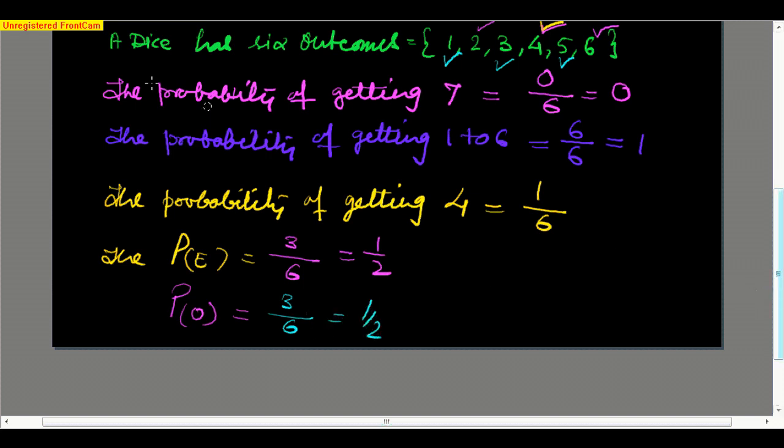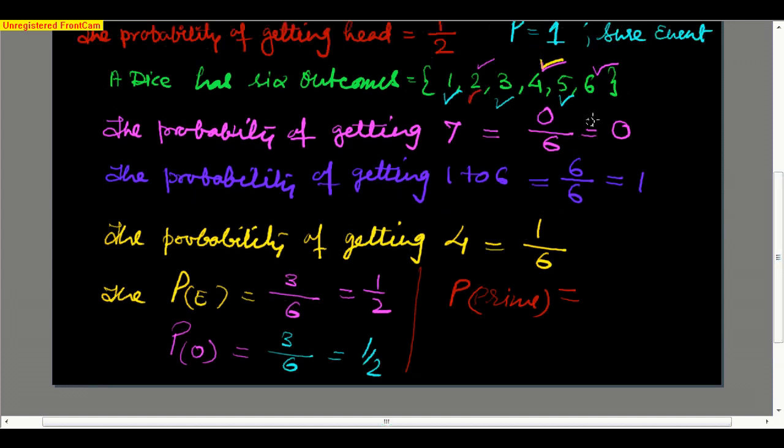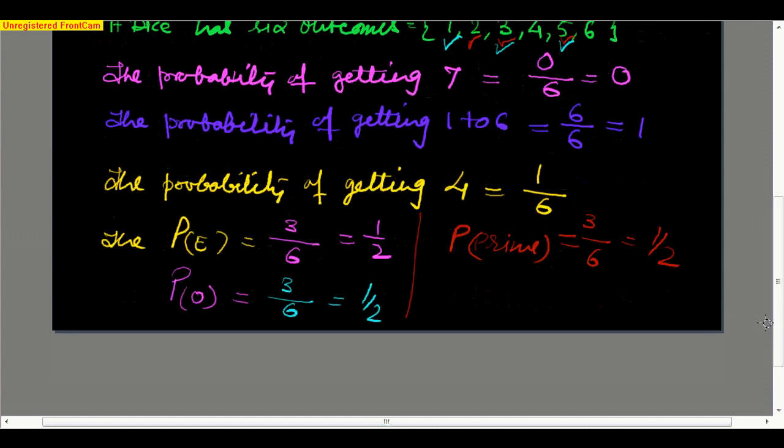Now we see the probability of a prime number. We see how many prime numbers there are: 2 is prime, 3 is prime and 5 is prime. There are 3 prime numbers, so again 3 by 6, which is 1 by 2. In this way we can easily find the probability for questions related to dice and coin.